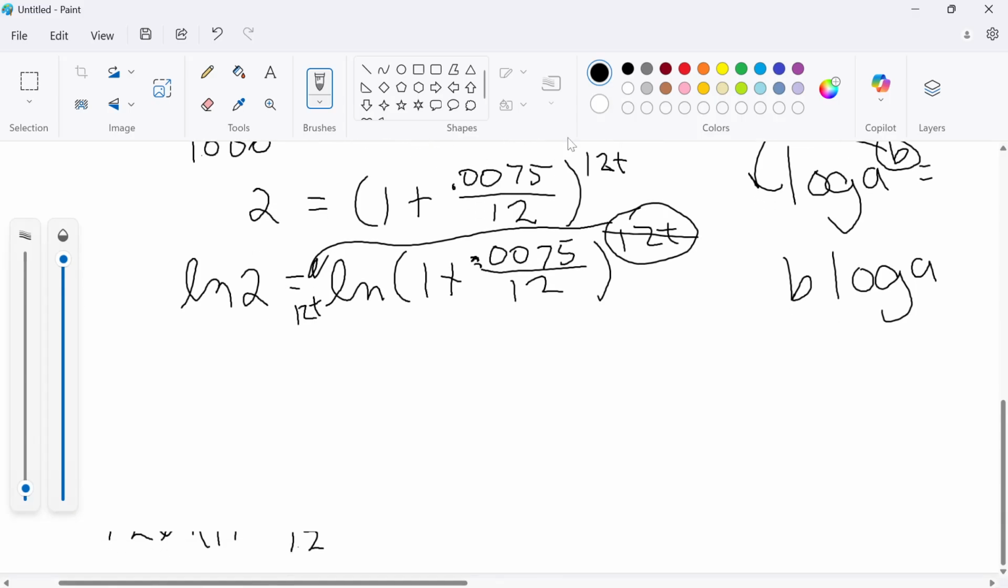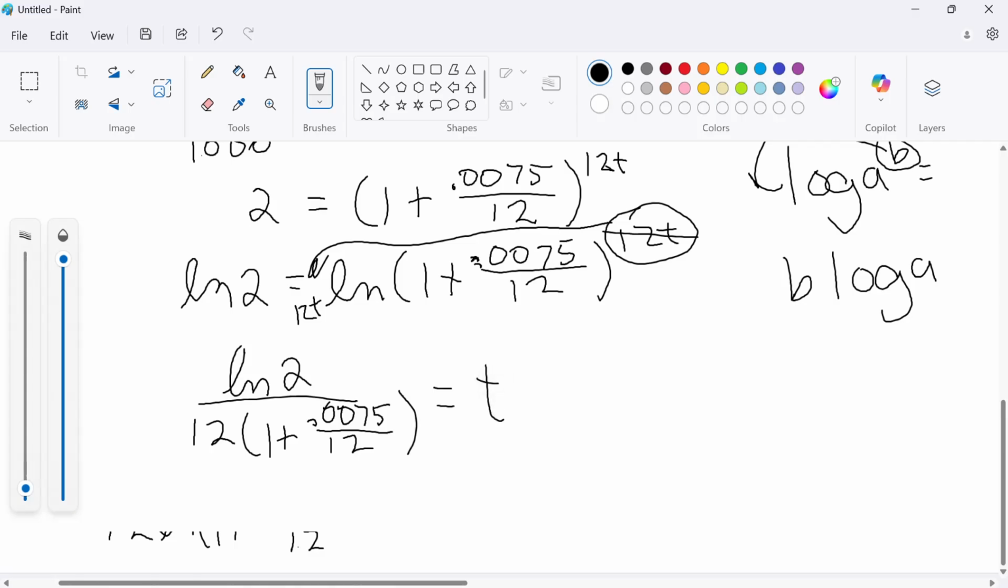And now I will just divide everything by 12 times log of 1 plus 0.0075 over 12. So log of 2 divided by 12 times log of 1 plus 0.0075 divided by 12 is going to equal the time. And it's a simple formula. If you want to know the time to double, it's going to be the natural log of 2 divided by the number of compounding periods times the log of 1 plus the interest rate as a number (if it's given as a percent, divide by 100), divided by the number of compounding periods.